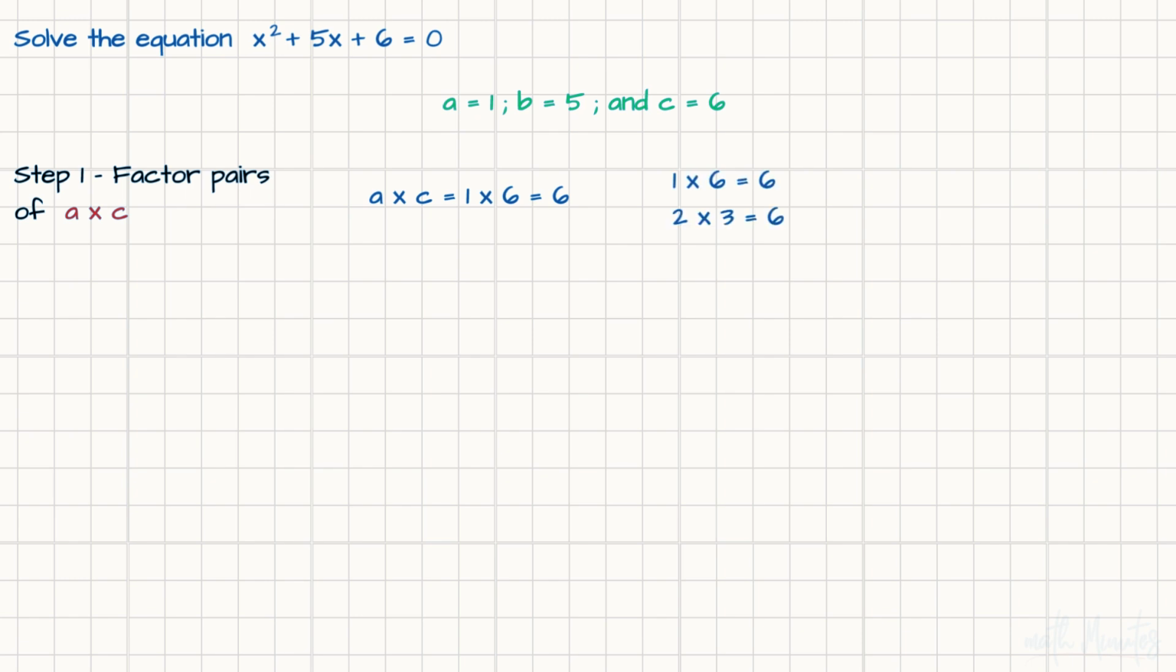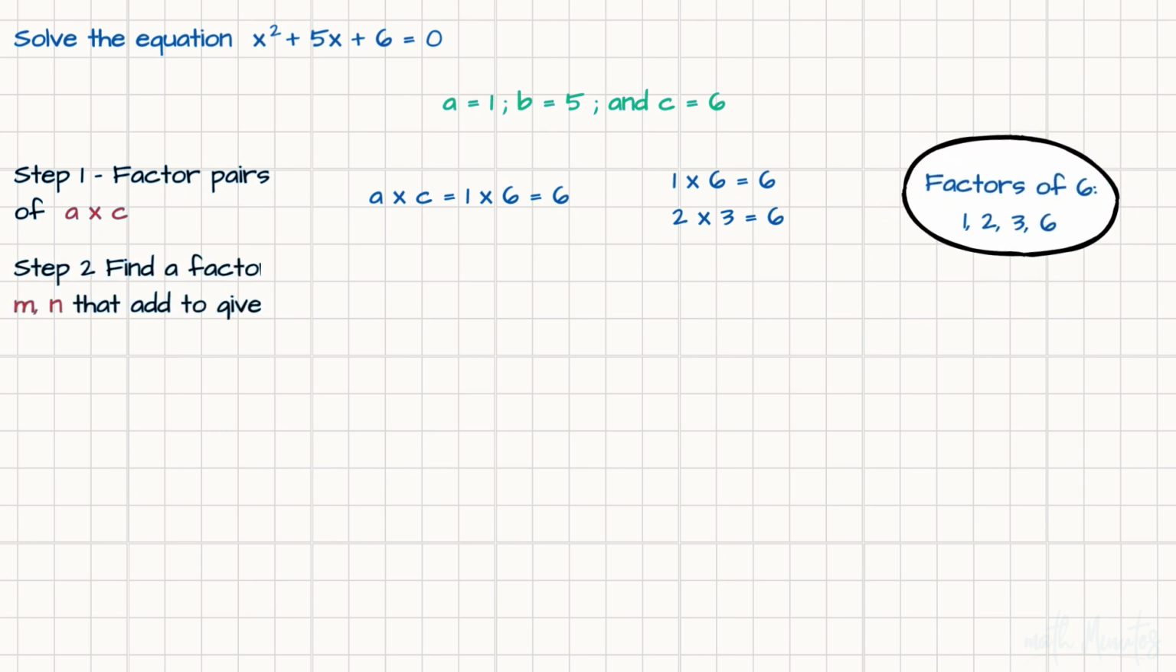Let's solve the equation x squared plus 5x plus 6 equals 0. We see that a equals 1, b equals 5, and c equals 6. Step 1, we multiply a by c, so 1 times 6 equals 6. We find all the pairs of numbers that multiply to give 6. 1 times 6 equals 6, and 2 times 3 equals 6.